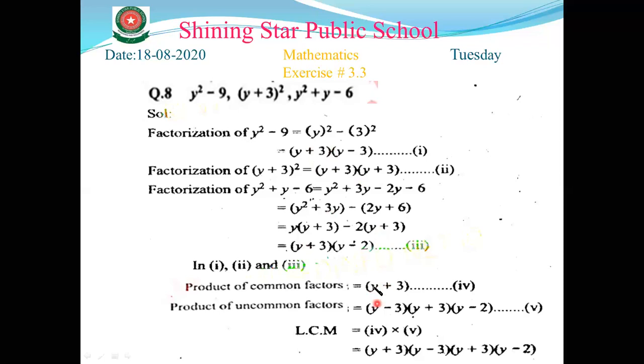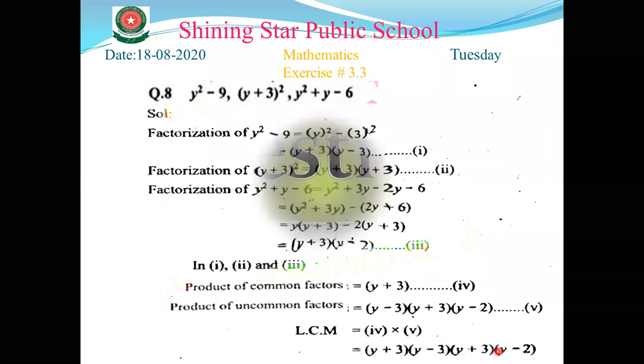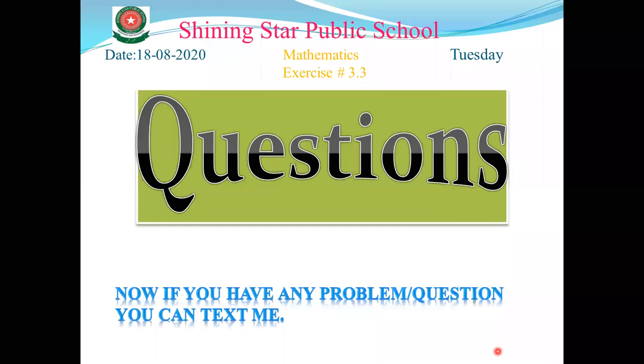Now, the uncommon factor from the first expression is y minus 3, from the second, y plus 3, from the third, y minus 2. Now, for finding the LCM, multiply the common factor with the uncommon factors. So this is your required answer. All the questions are simple and the same. You have to factorize, then find the common factor, then the uncommon factors, and at the end multiply the common factor with the uncommon factors.